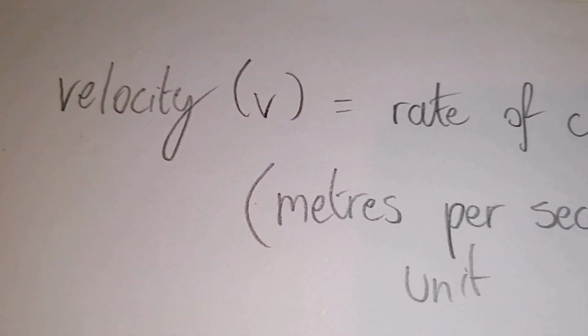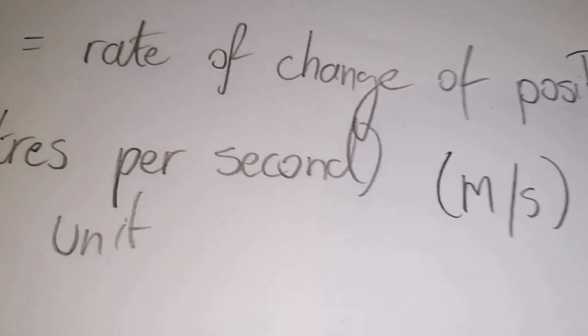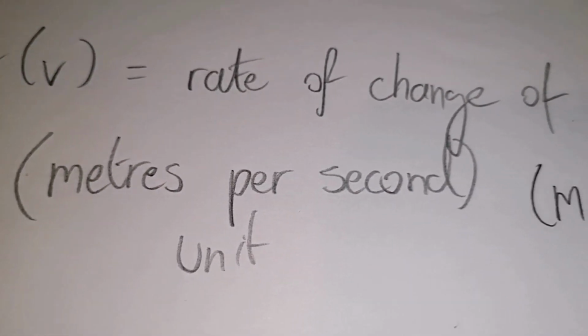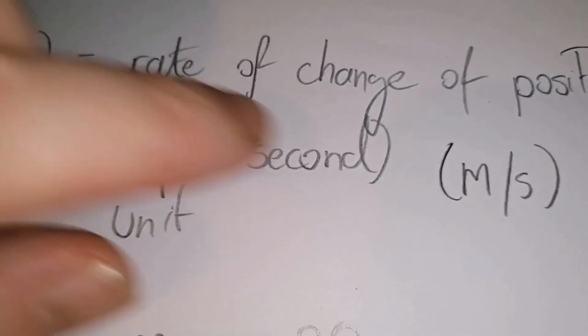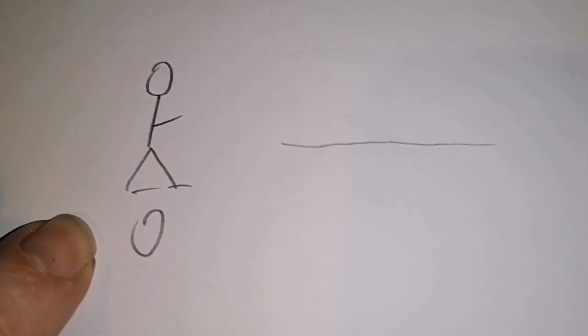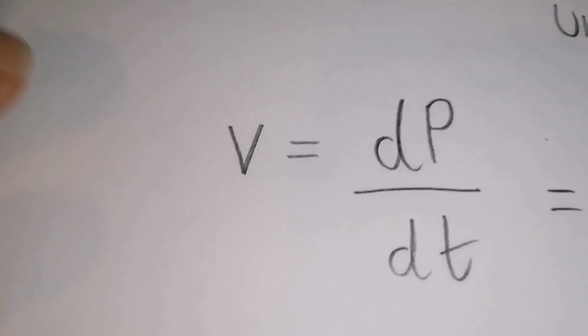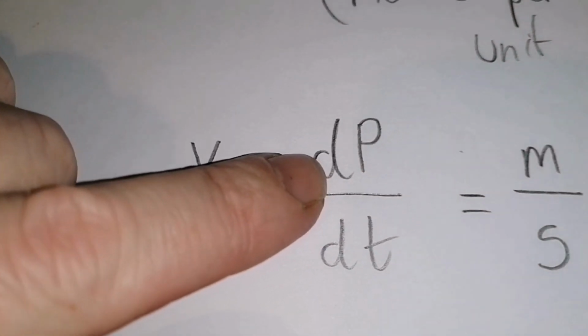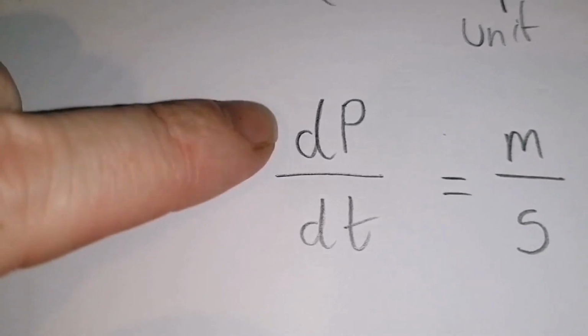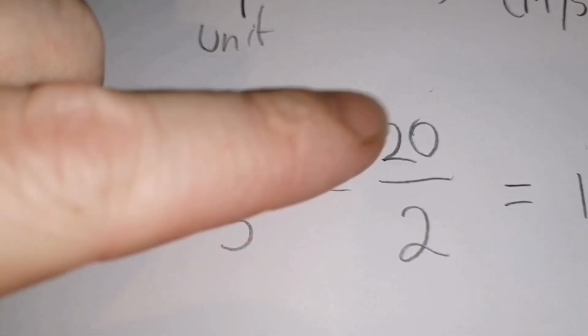And now we'll move to velocity, which is the rate of change of position, and that's in meters per second. That's the unit, meters per second. So we've got this little stick man, starts at 0, moves to 20 meters. Velocity is the change in position over the change in time. Position in meters, time in seconds.